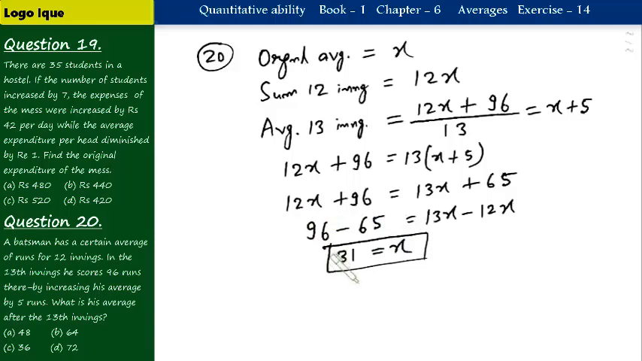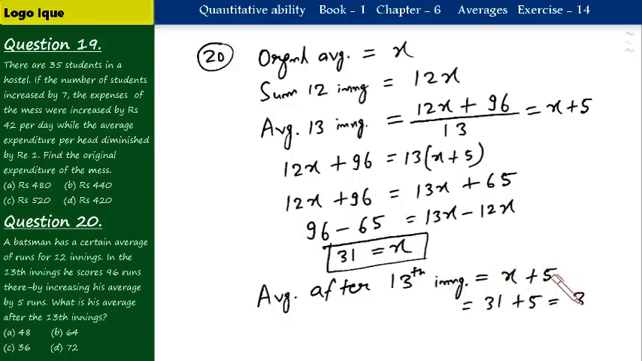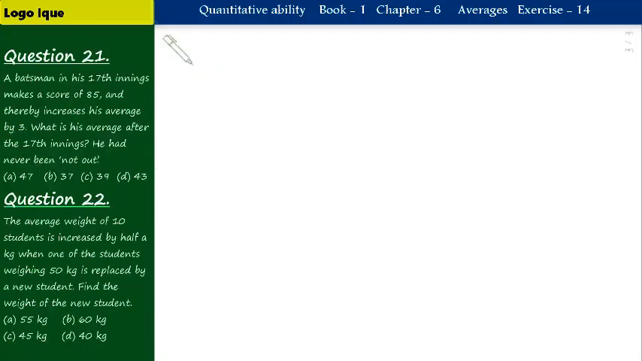Our question is, what is the average after 13th inning? So the average after 13th inning is equal to x plus 5. So it is 31 plus 5, which is 36. So the new average is 36 runs per inning. Now the next question is exactly the same, only the values are different. Question number 21. It says the batsman in his 17th innings makes a score of 85 and thereby increases his average by 3. So let's assume the original average after 17 innings is x.